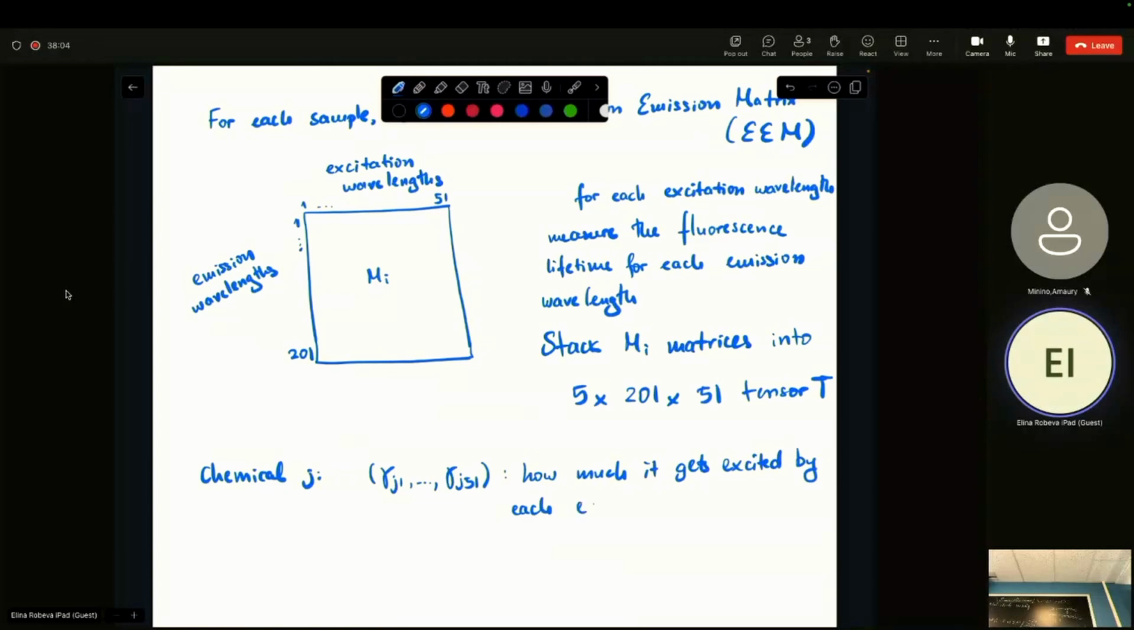By each excitation wavelength. Okay, so this is this gamma. So for each of these excitation wavelengths, I mean, this is what gamma means. And then for each chemical, there's also the emission profile, beta J1 up through beta J201. So this is the emission profile.